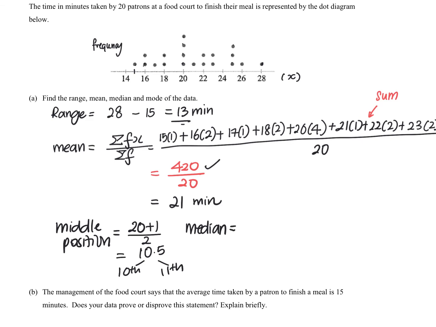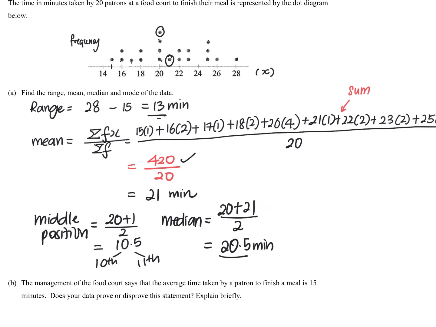Then you count the 10th value from the smallest number. 1, 2, 3, 4, 5, 6, 7, 8, 9. The 10th value is 20. The 11th value is 21. I'm going to take an average of these two, which means 20.5 minutes. So that will be your median.